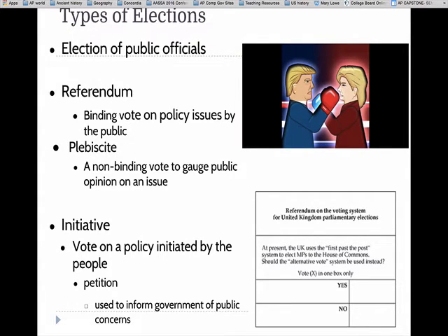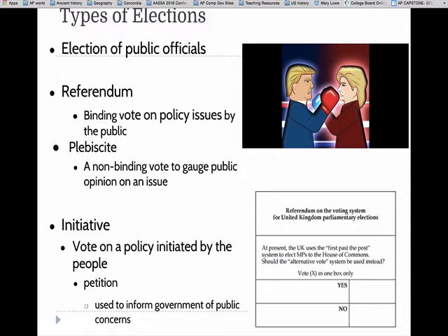All right, so there are three general types of elections. The first one is what you're most familiar with, and that is an election for public officials. So this is when the public, the individuals, vote for president, prime minister, members of the legislature, people who hold public office. However, there's other types of elections.